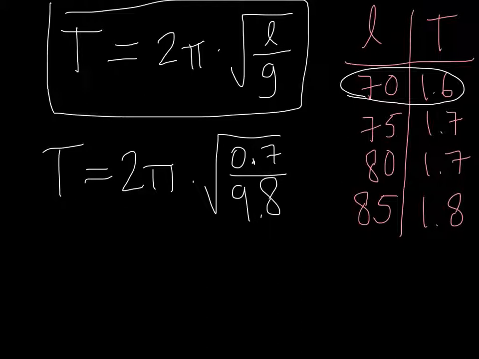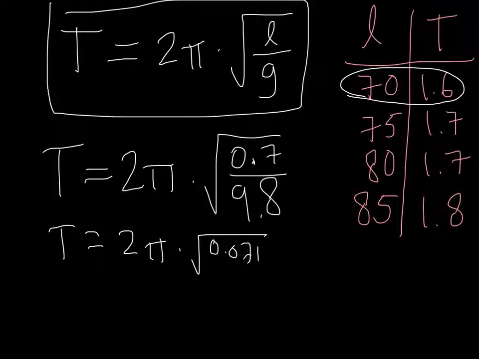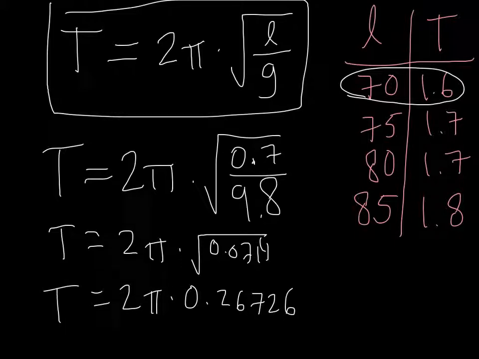Pulling out my calculator, the period is 2π times, when I take 0.7 divided by 9.8, I get 0.07142, and so forth. I'm going to take the square root of that. The square root of that is 0.26726. Multiply that by 2π. Whatever answer I get is the answer that will be my period.